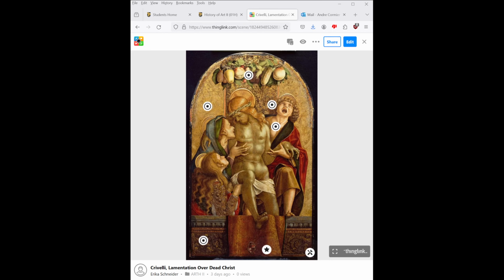Hi, I'm Andre Cormier, and I'll be analyzing Carlo Crivelli's Lamentation over the Dead Christ. This piece is 88.3 centimeters by 53 centimeters, or 34 and 3 quarters by 20 and 7/8 inches.